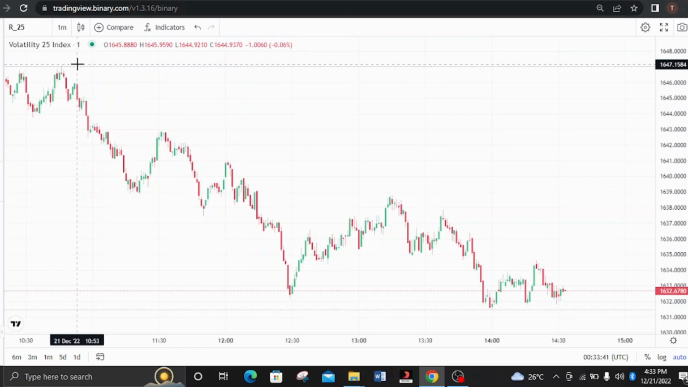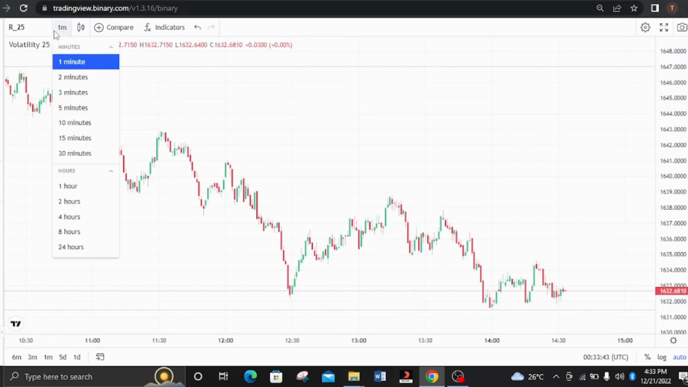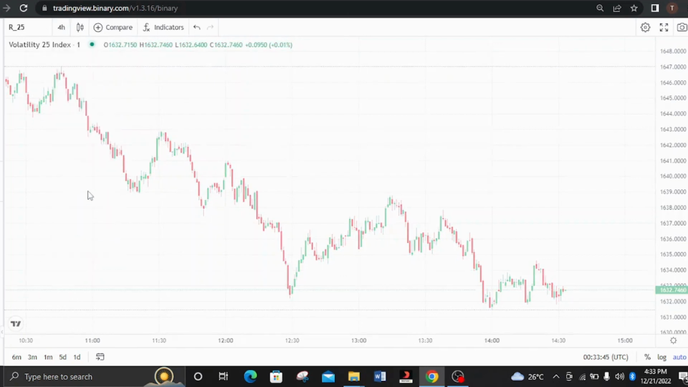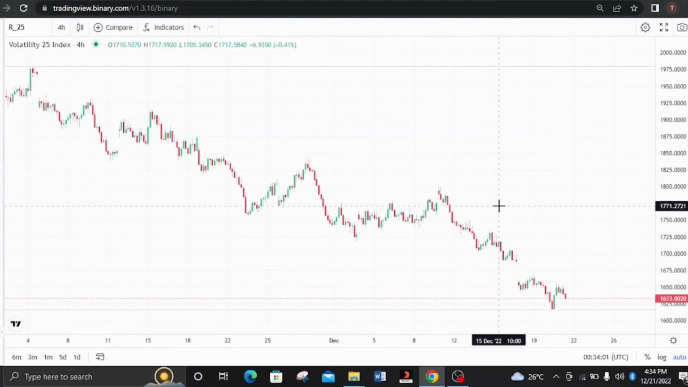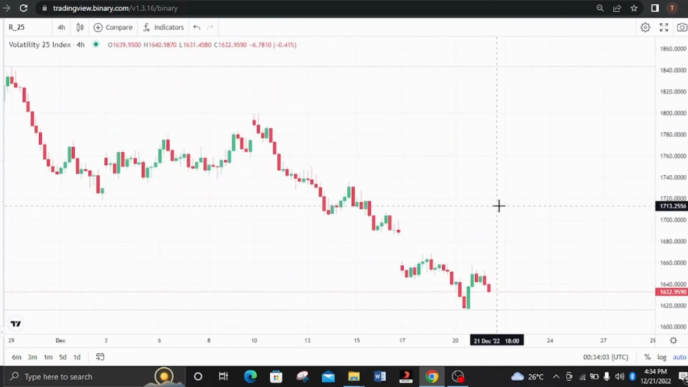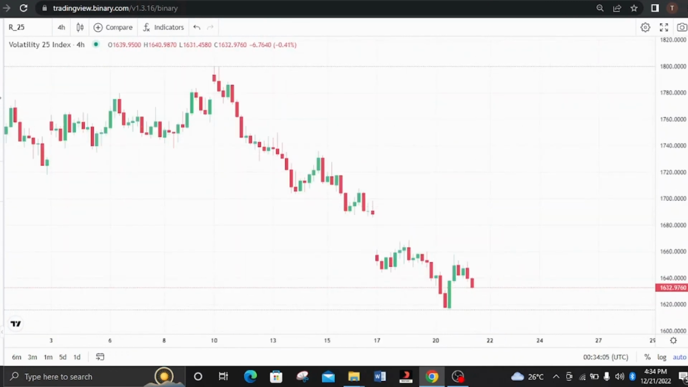Without further ado, let's dive right into it. Let's go over to the 4-hour time frame. Let's see what is happening in the overall, the entire move. Okay, so we have what we can see here.